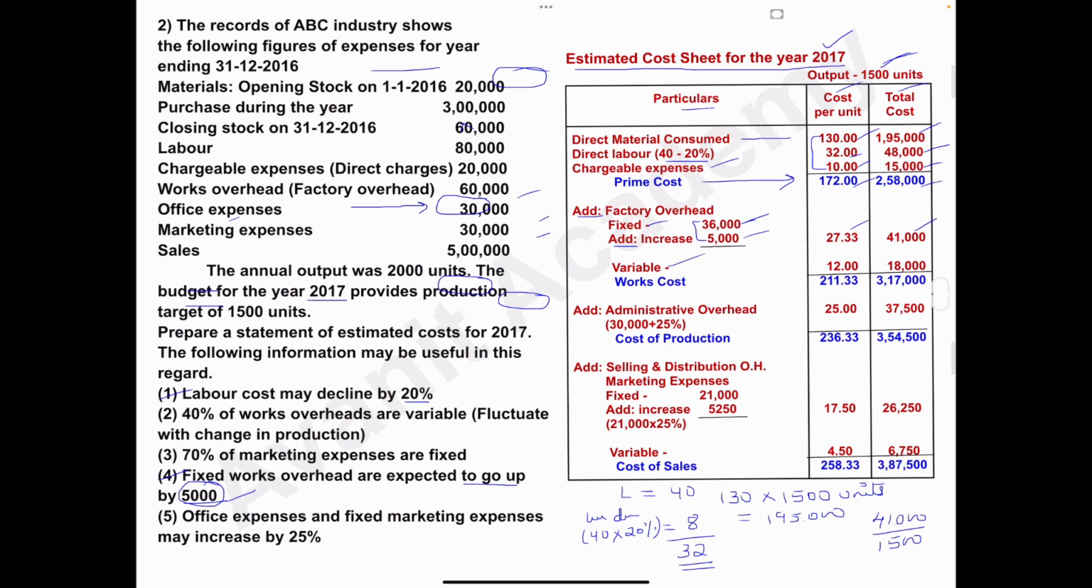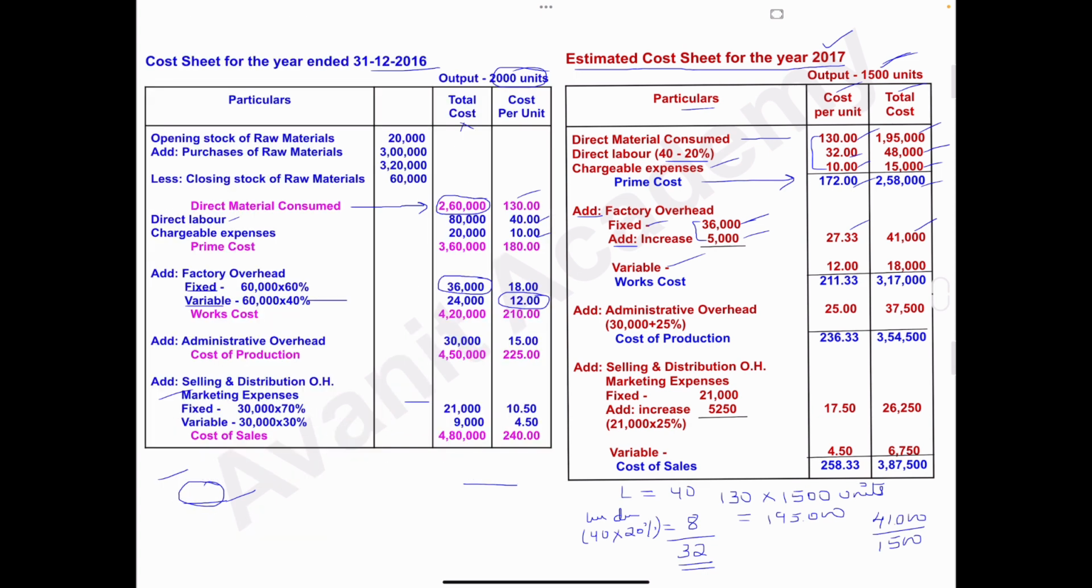Next is variable. No adjustment regarding this variable factory overhead. So variable cost per unit, how much is it? Cost per unit is rupees 12. So write cost per unit column variable 12. To get total cost, 12 into 1,500 and the amount is 18,000.